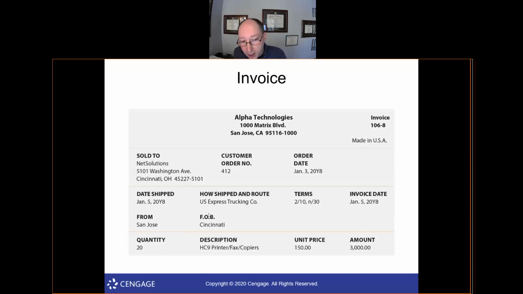Then there's this other thing I need to point out to you: FOB, Cincinnati. The word FOB means free on board. What free on board means is that the seller is responsible for the shipping. We're going to talk more about that. We'll talk about FOB, and we'll talk about other methods of shipping and who's responsible for it while it's in transit. So that's an example of an invoice.